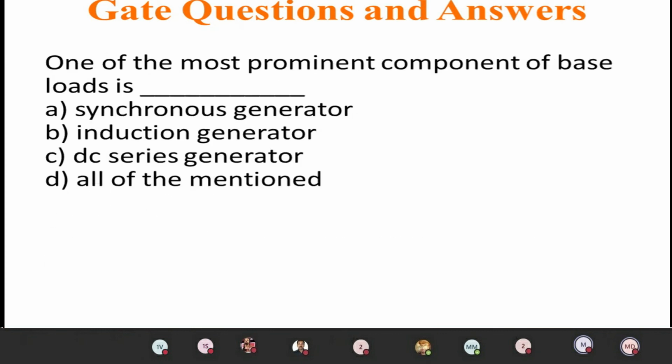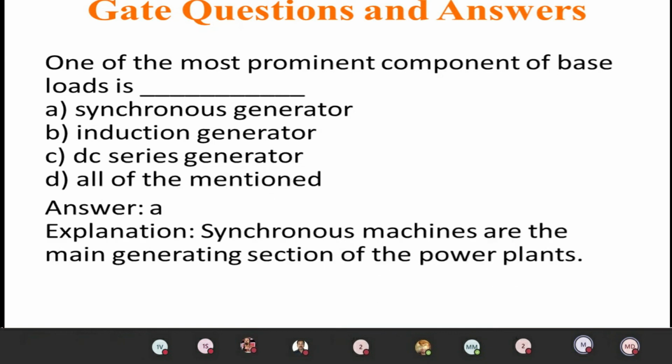One of the most predominant components of base load is: synchronous generator, induction generator, DC series generator, or all of them mentioned. This is the first topic we discussed. So synchronous generator plays a major role in the base load. So this is synchronous generator, option A. Synchronous machines are the main generating section of the power plant.